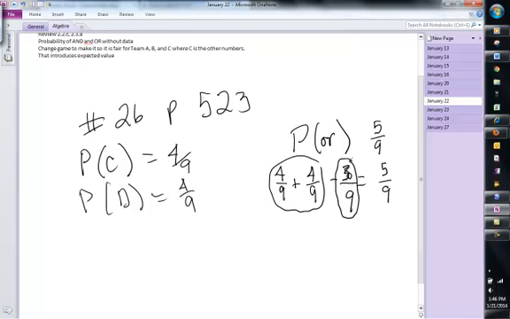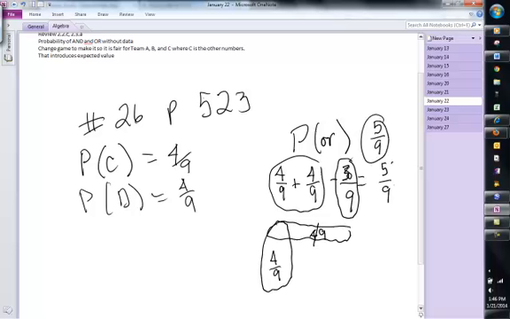Remember when we were doing the part where we would split into groups and we would say this section of the room over here had 4/9 of the people in it. This section over here had 4/9 of the people in it. But we want to know what's the probability of the or part. Well, the probability of the or part is take those two together and subtract where they overlap. So this must be 3/9. Why? Because all of this together adds up to 5/9.